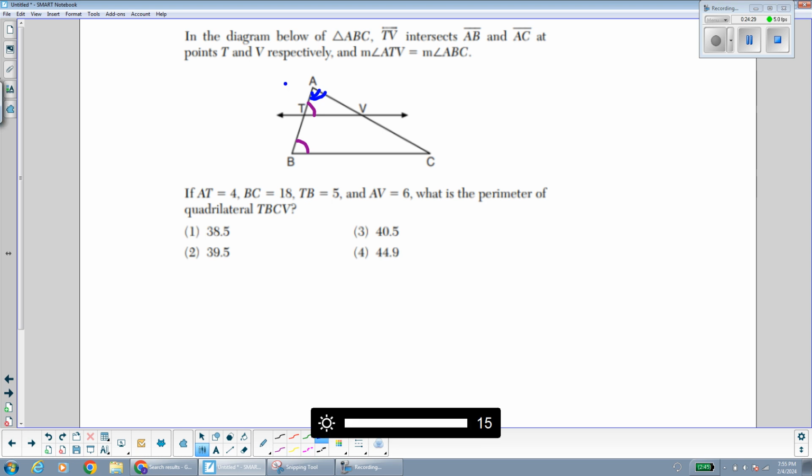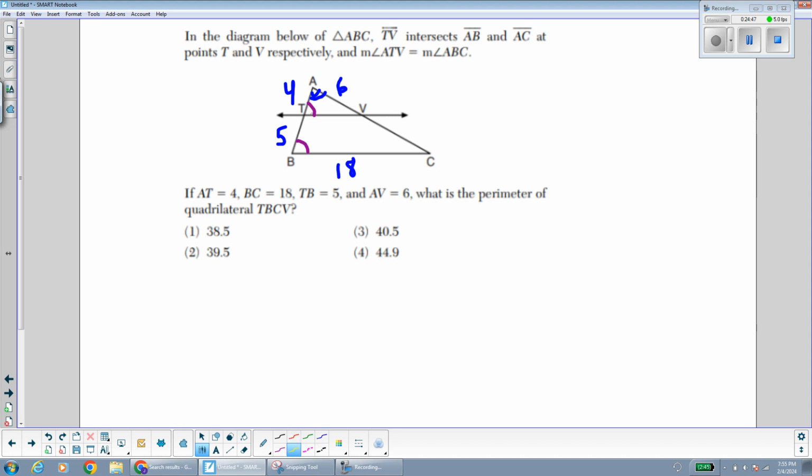They tell us that AT is 4, that BC is 18, that TB is 5, that AV is 6, and we need to find the perimeter of quadrilateral TBCV. So in order to find the perimeter, I need the side lengths. So I already have this side and this side, but I need this side and this side. So I'm going to label this one as X and this one as Y. And that's what we're trying to find over here.